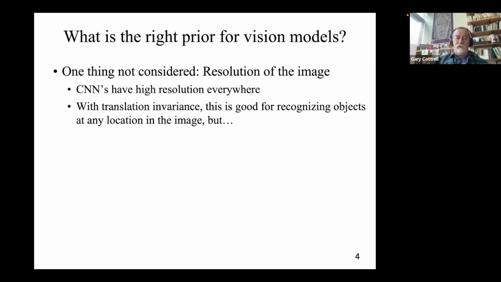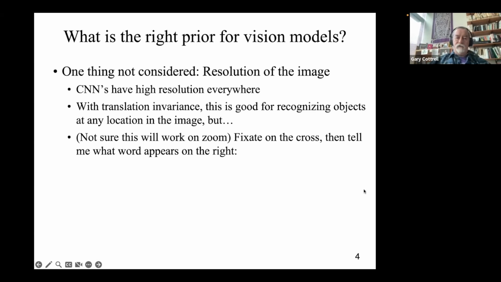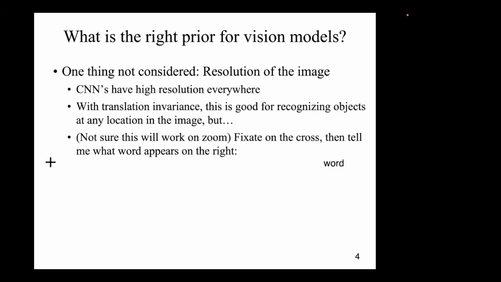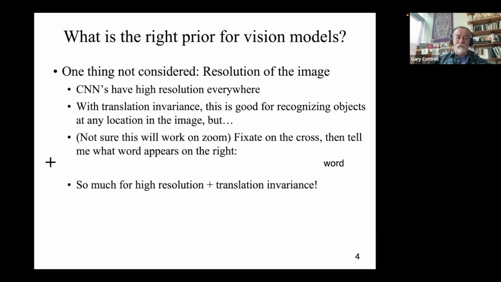And with translation invariance, that's good for recognizing objects in any location in the image, but let's try this on Zoom. So I want you to fixate this cross over here. Don't move your eyes at all. And you can unmute yourselves while you're fixating this. And now tell me what the word is over on the other side. Nope. Yeah, kind of hard to do, right? So much for high resolution plus translation invariance.